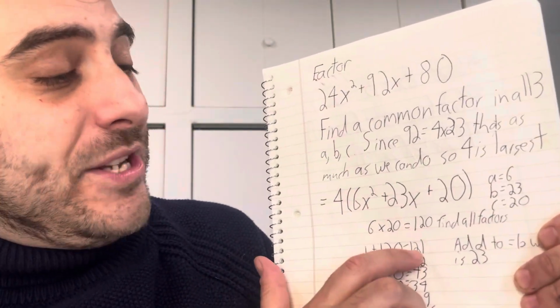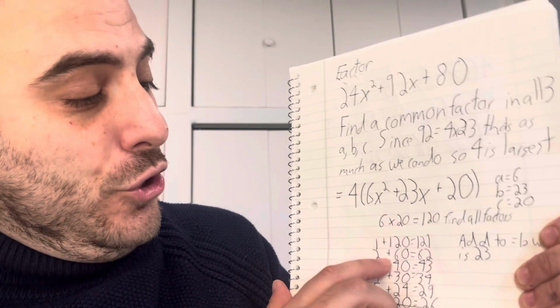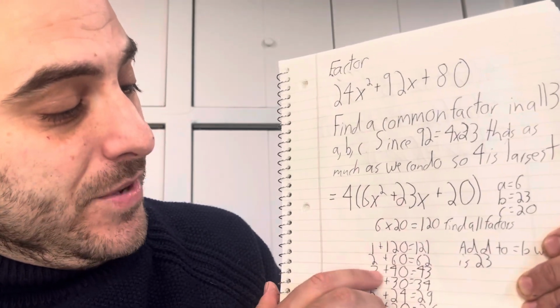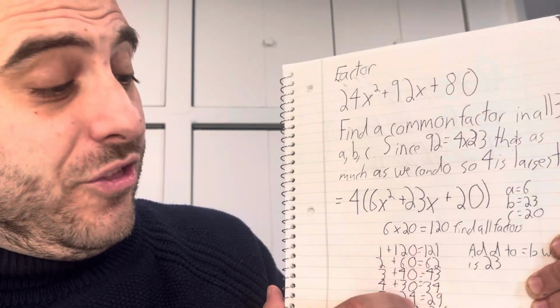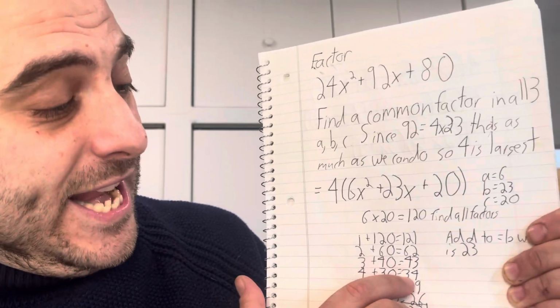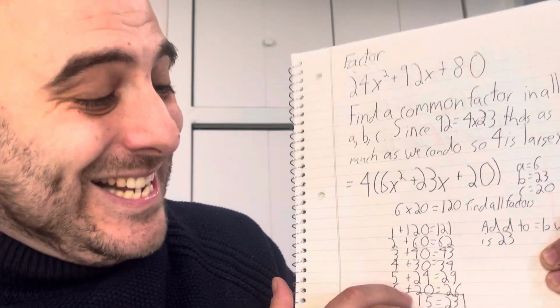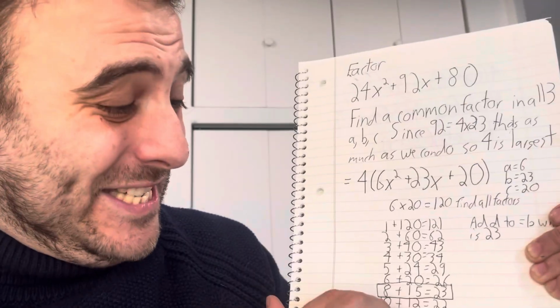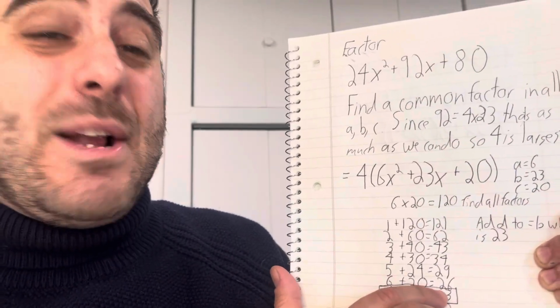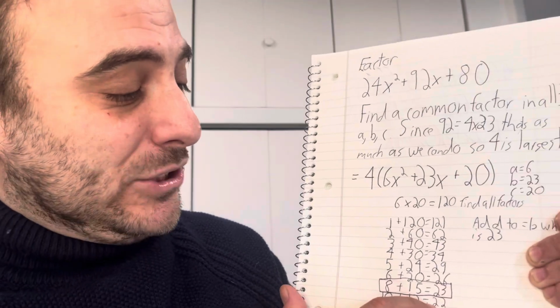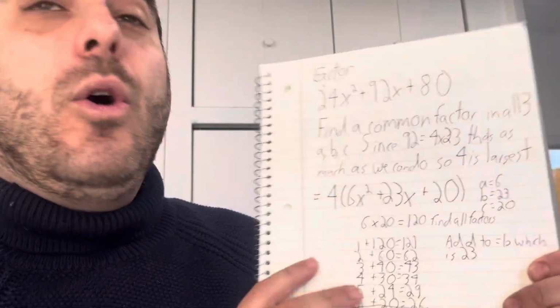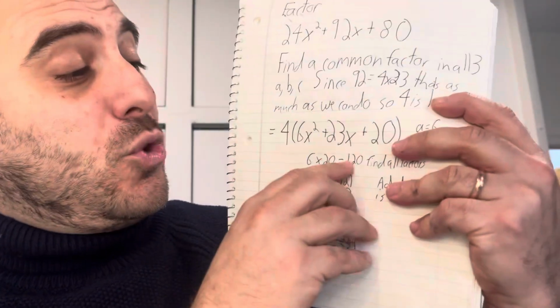1 plus 120 equals 121. 2 plus 60 equals 62. 3 plus 40 equals 43. 4 plus 30 equals 34. 5 plus 24 equals 29. 6 plus 20 equals 26. 8 plus 15 equals 23. And 10 plus 12 equals 22. We are looking for the B term, 23.